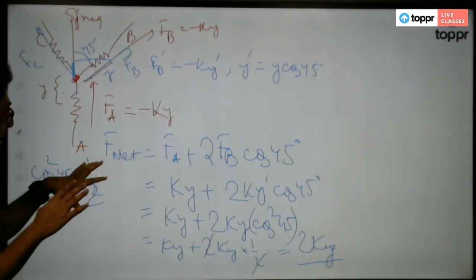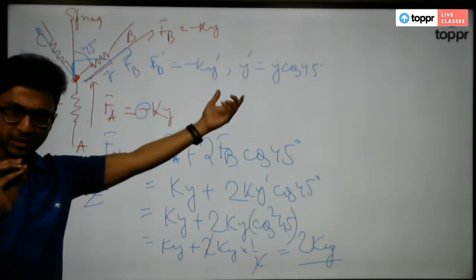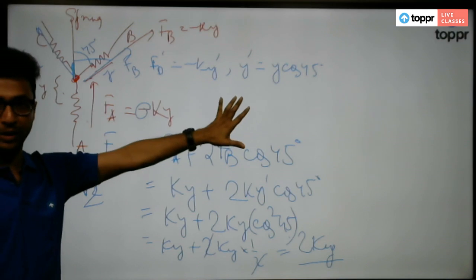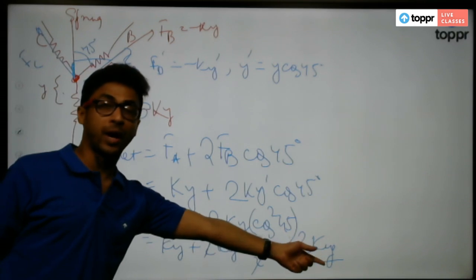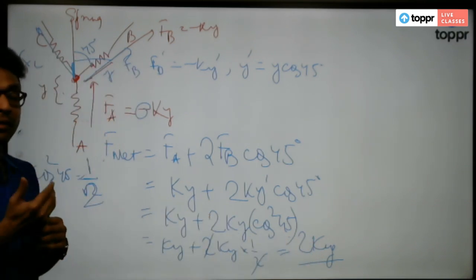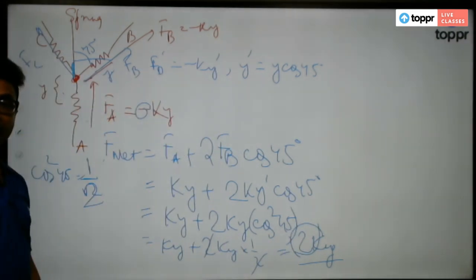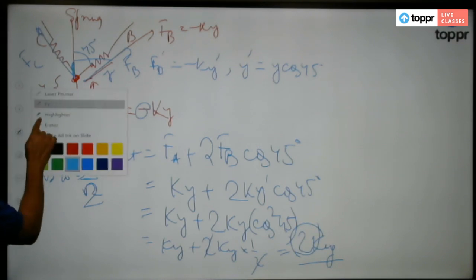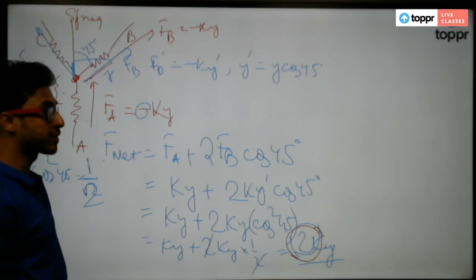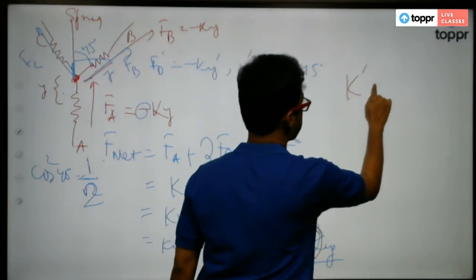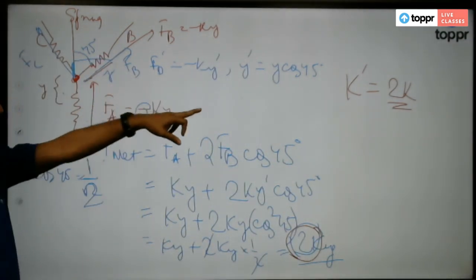What we have assumed, we have just ignored the minus sign, because we just want to know the numerical value or the actual value, not the sign. So if we write F net as 2ky, what do we understand from this? The 2k is nothing but the combined spring constant. So basically, k dash is 2k. The combined spring constant of this combination is nothing but 2k.